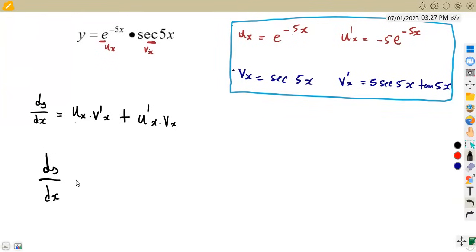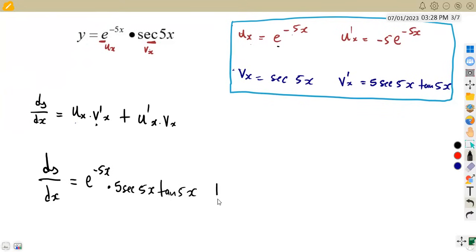So dy/dx is equal to our u(x), where we said our u(x) is this part of e. So that's e to the exponent of 5x times the first derivative of v. The first derivative of v is this part, which is 5 sec 5x tan 5x, like this.